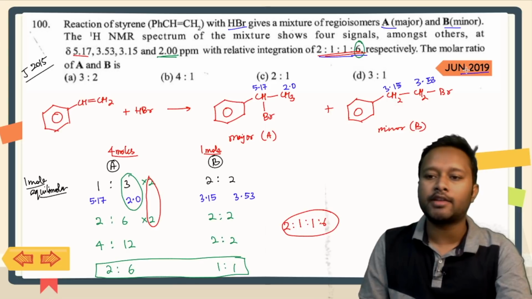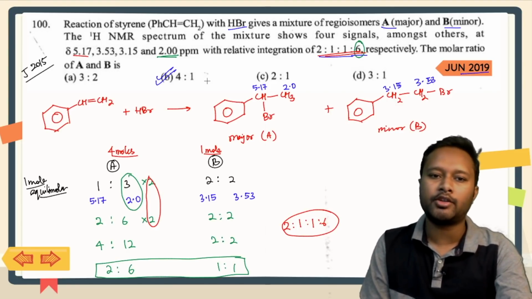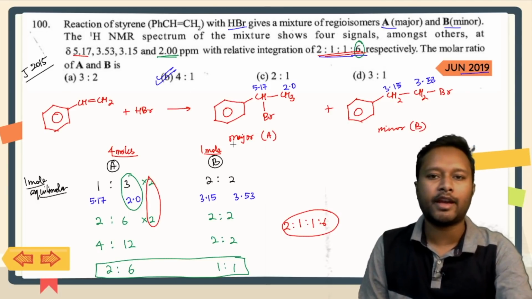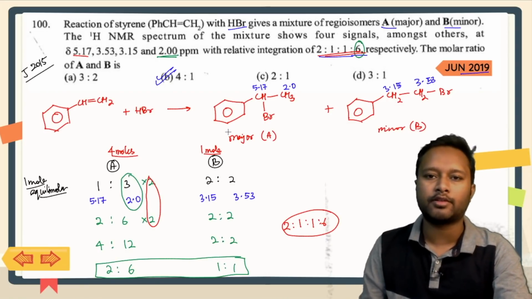So the correct answer for this should be option number B, which tells that the molar ratio of A and B should be 4 is to 1. That means 4 moles of A and 1 mole of B. Okay, so that's how you have to approach, and that's how you have to solve this question.